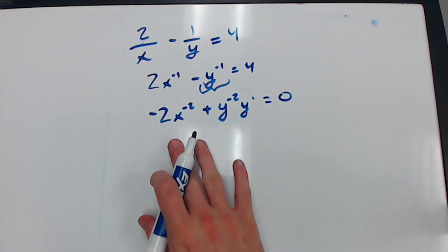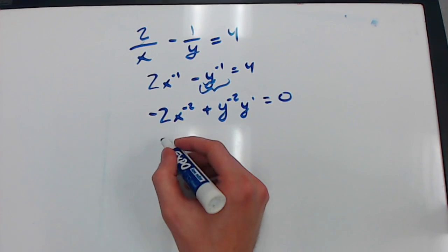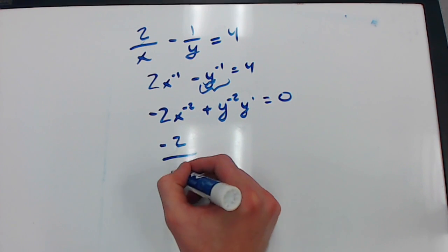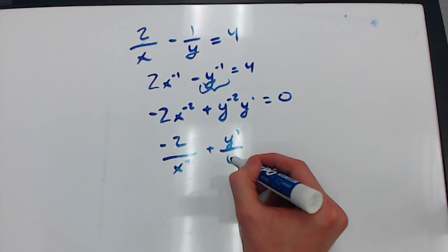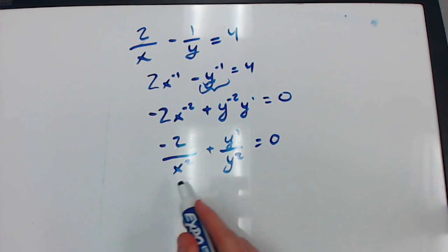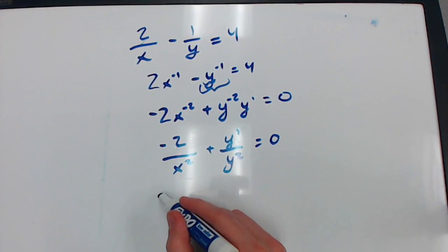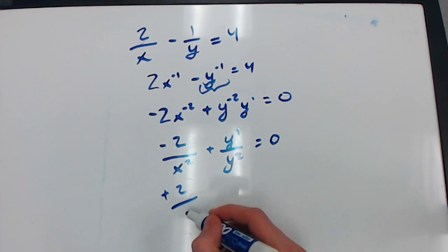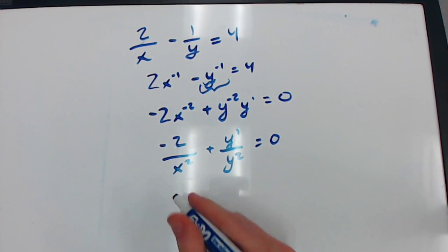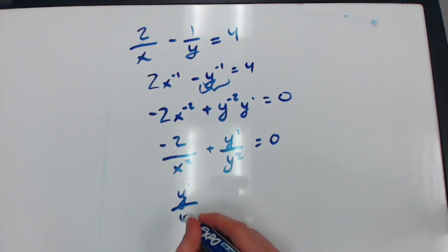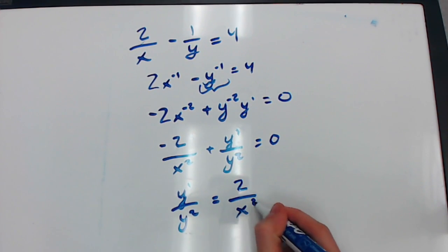Now is around the time where I like to revert our exponents back into fraction form. So we'll have negative 2 over x squared plus y prime over y squared is equal to 0. So we can isolate y prime by adding 2 over x squared to both sides. So we'll end up with y prime over y squared is equal to 2 over x squared.